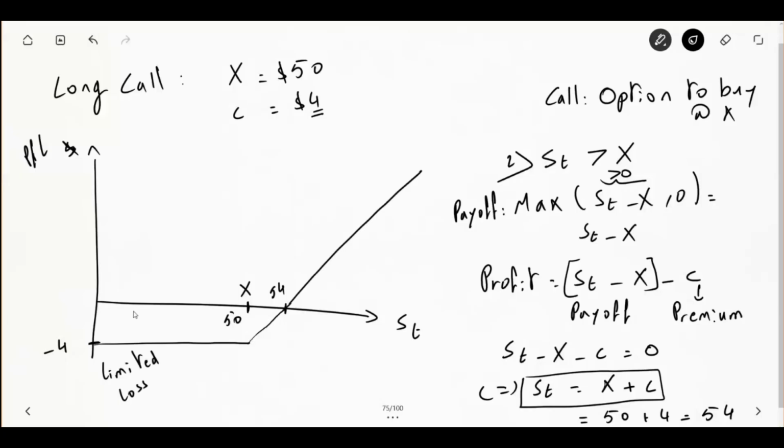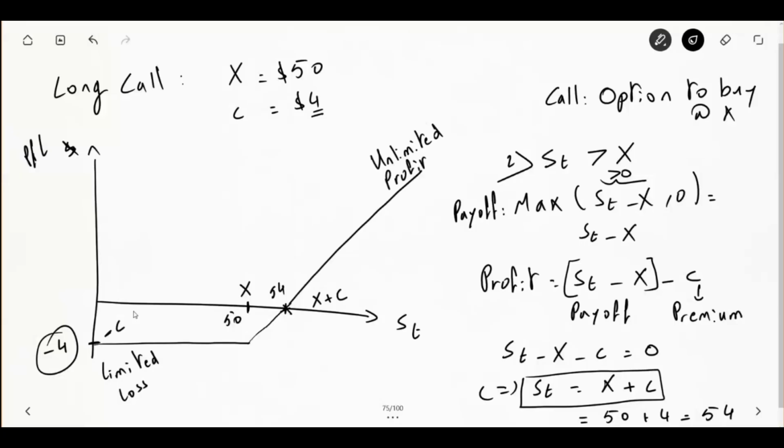And in this case, my loss is limited to the premium that I've paid, this minus $4, or in general, it's minus C. Once I get to the strike price, I will exercise, whether I will end up with a profit or not. So mainly I will be either minimizing my loss or generating a positive profit once the price is above X. Once I get to this point here, which is in this example 54, and in general it's X plus C, I will have a positive profit. And as you can see, there's unlimited profit potential.